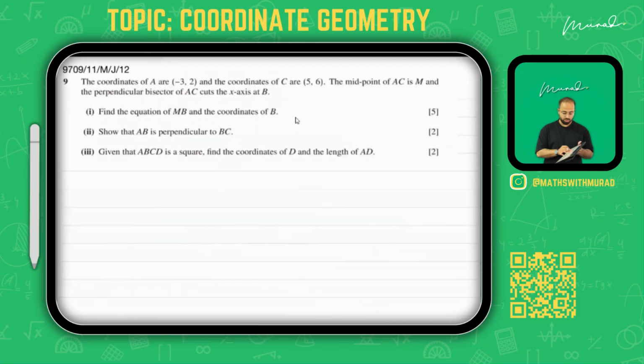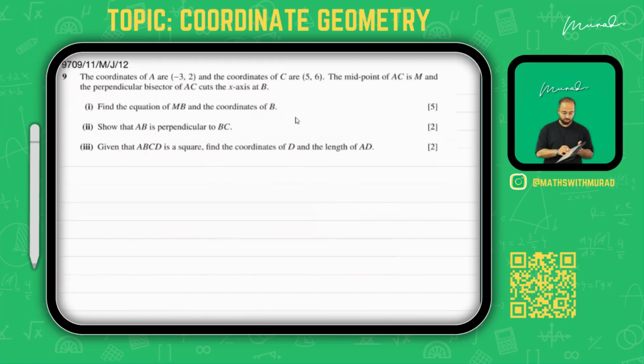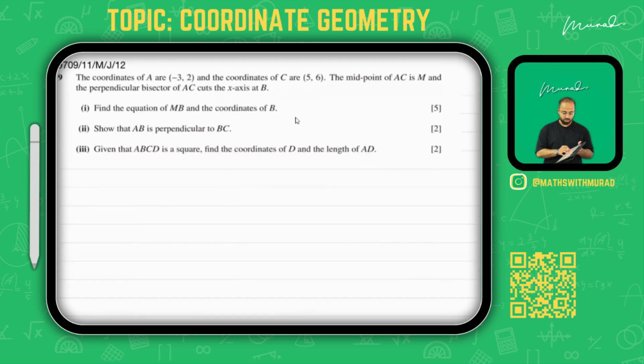This is again 2012 paper 1 May June. So you need to understand this particular part and you need to complete it. Right now, how many marks are they giving us? They're giving us 5 marks for that complete part. So we'll be solving it completely.